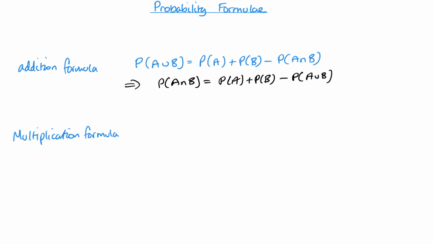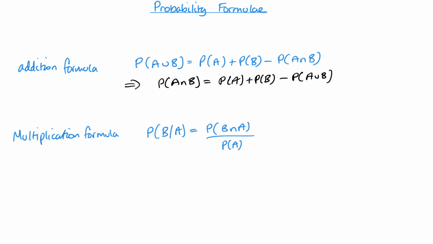Get rid of that. Now, let's head back into the multiplication formula. This is given in more than one way. The way it's often remembered is that the probability of B given A has happened is the probability of B intersection A over the probability of A. Obviously B intersection A and A intersection B are the same thing.